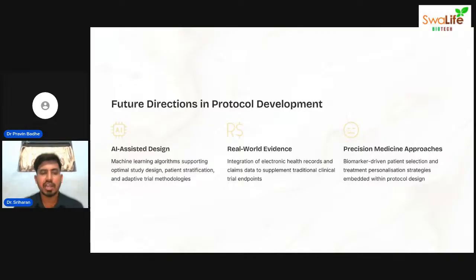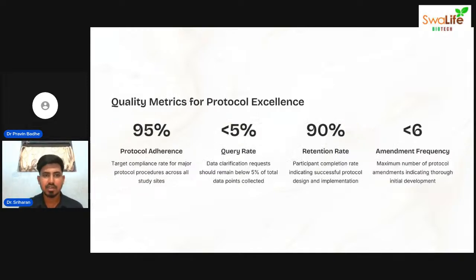Future direction in protocol development. Using AI, we can develop the protocol using prompts. Likewise, we will see the detail in tomorrow's class. Real-world evidence using the eCRF, electronic case report form, is also used for the precision medicine approach using biomarkers, digital biomarkers. This is the future direction in protocol development.